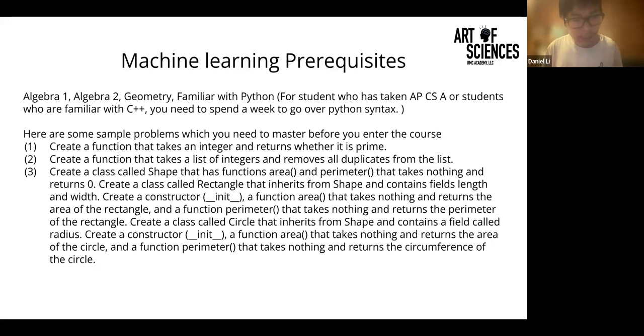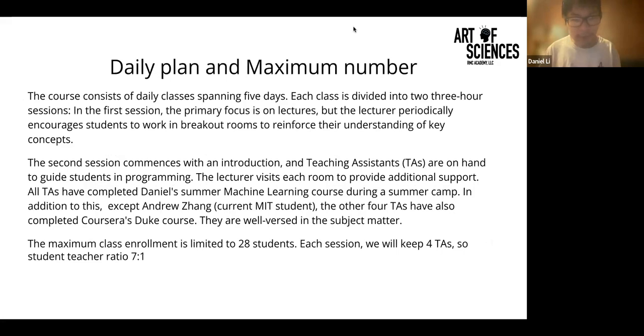So this course lasts 5 days. Each class is divided into 2 3-hour sessions. In the first session, the primary focus is lectures. We're going to go over a lot of machine learning concepts, how certain types of neural networks work, and all the math and reasoning behind everything.